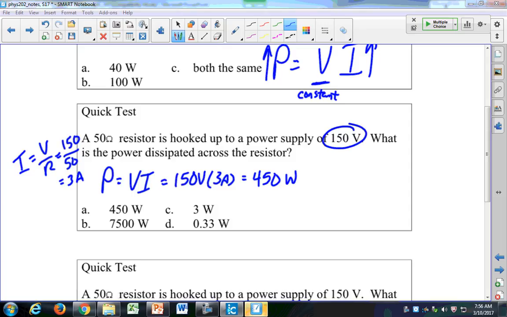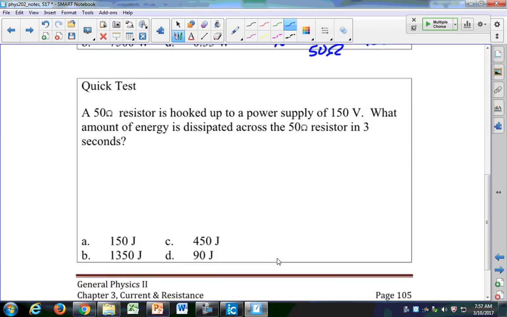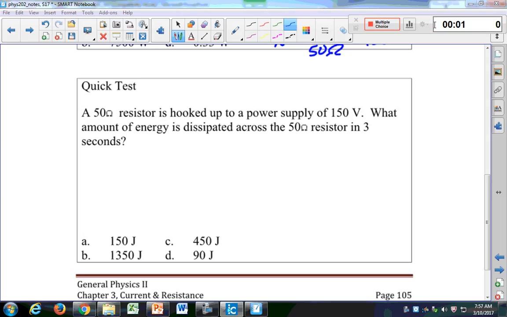Another way, you could take one of those alternate expressions for power. Let's say P is equal to V squared over R. We have V, we have R, 150 volts squared divided by 50 ohms. That's also equal to 450 watts. So two different ways you could do that. Either way is fine. How about what amount of energy is dissipated across that same resistor in 3 seconds? We already said it was 450 watts. Now, what amount of energy in joules is dissipated in 3 seconds?